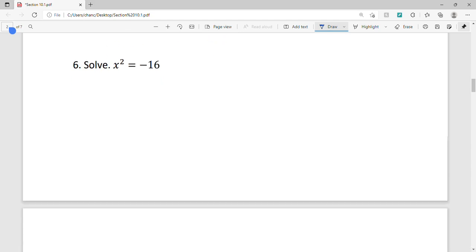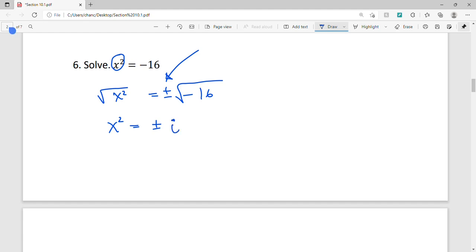In example 6, again, I'm going to start by isolating that square term. It's already by itself, so we'll just have to take the square root of both sides. Don't forget that plus or minus in front of that constant term. This gives me x squared equals plus or minus, and we have a square root of a negative. You have to remember, pull out that i to the front, and we have left over the square root of 16.